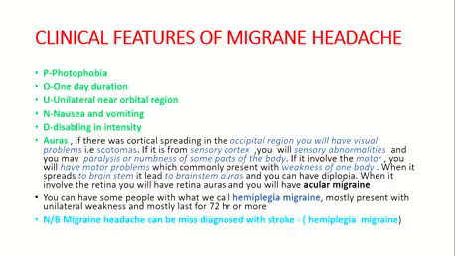What you need to know about this is that you may have people with what we call hemiplegic migraine. Most people have unilateral weakness, and it mostly lasts up to 72 hours. So these people will have a type of migraine headache where you will have unilateral weakness. Some part of the body becomes weak, and it will last up to 72 hours. That is what we call hemiplegic migraine.